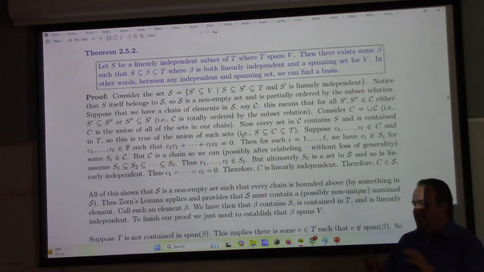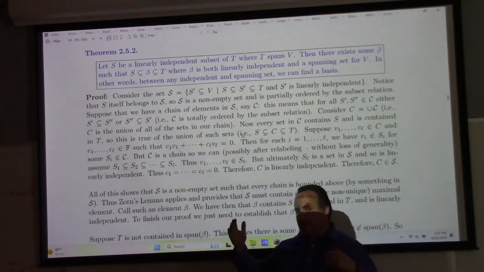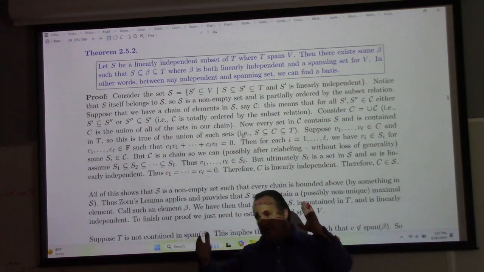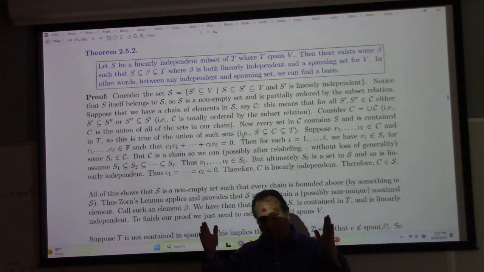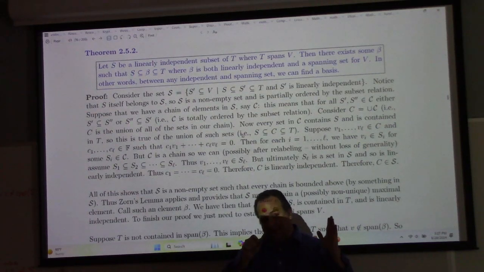So let me restate this. This is saying that in a vector space, if you've got two sets, one of which is linearly independent and the other of which spans the whole space, there is a subset between those two which is both linearly independent and spans.